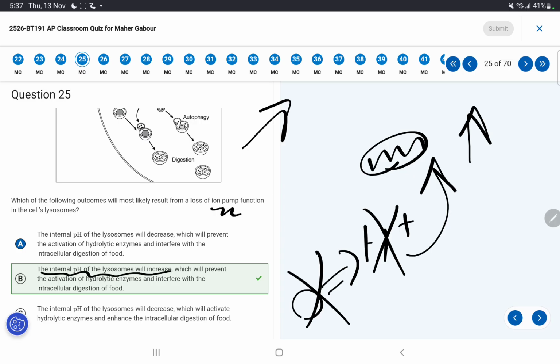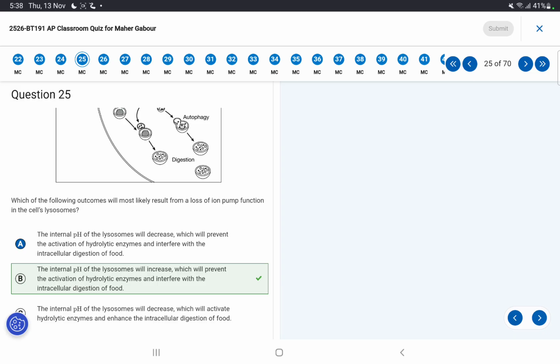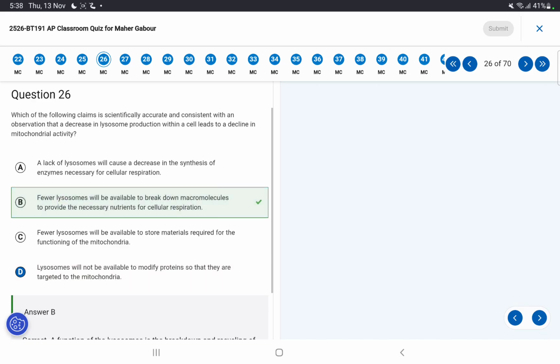That means it's going to become less acidic, which will prevent the activation of the hydrolytic enzymes, because the only reason that the lysosome can actually digest things is because it has these enzymes inside it. And the thing that activates these enzymes is the acidic environment. When the acidic environment goes away, the enzymes won't act anymore. And without these enzymes, we can't have digestion. It won't digest anything, which will interfere with the intracellular digestion of food. Number 26. Which of the following claims is scientifically accurate and consistent with an observation that a decrease in lysosome production within a cell leads to a decline in the mitochondrial activity?